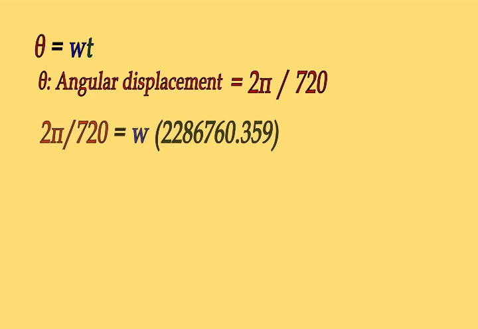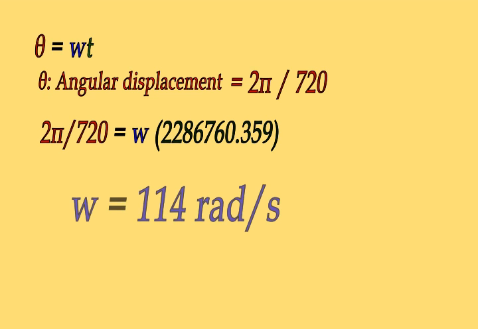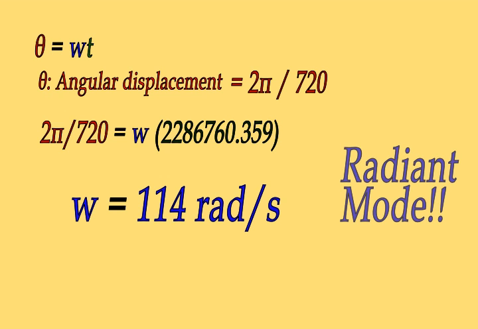Finally, the minimum speed can be obtained, and it is 114 radians per second. One important thing is that since it is in radians, we have to change our calculator to radian mode so that we can get the correct answer.